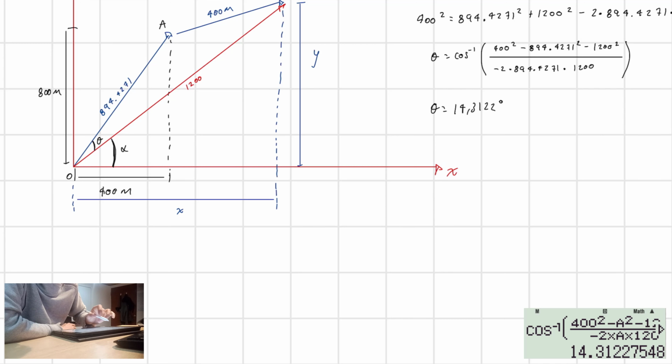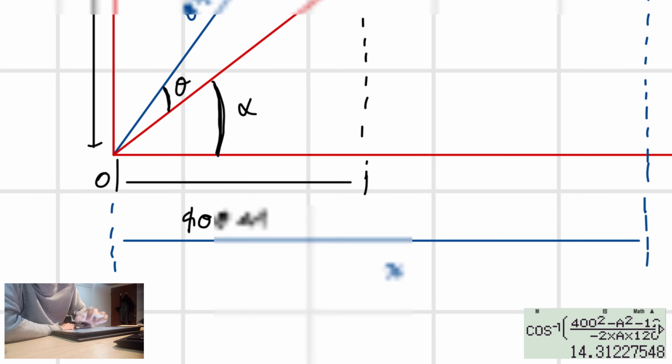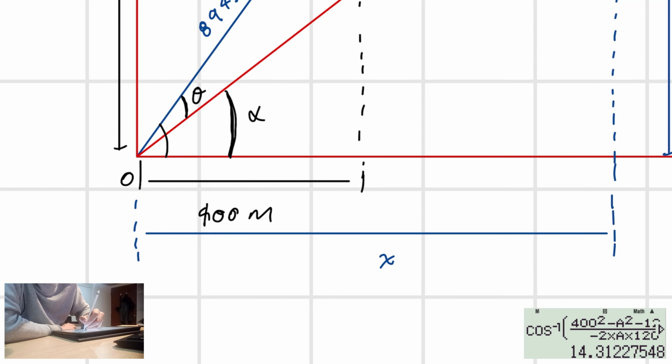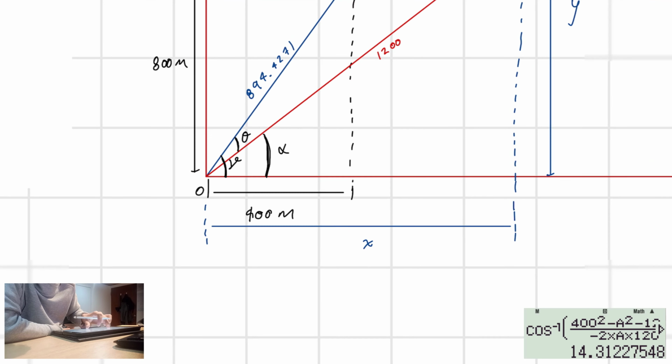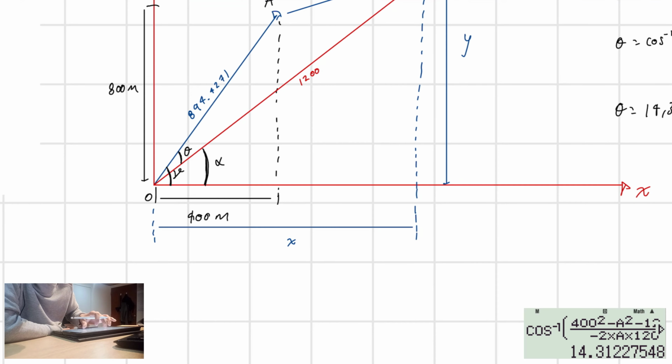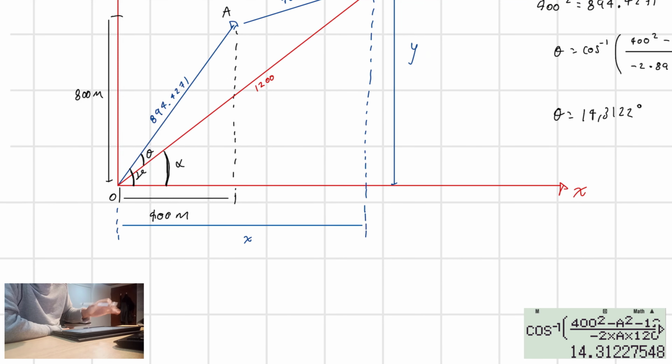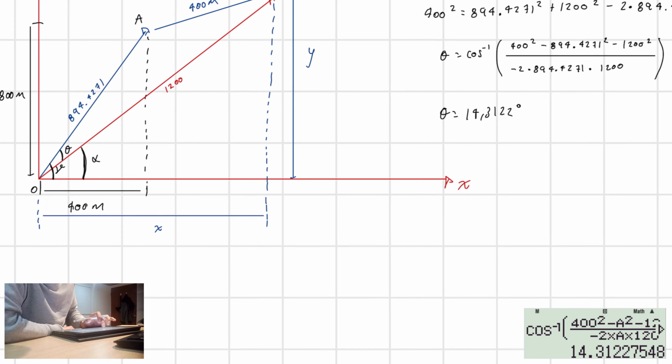Now, for alpha, I'm going to analyze first this other angle, which I'm going to call gamma. I'm sorry for the delay, I was thinking about what I was doing. This is part of the process.